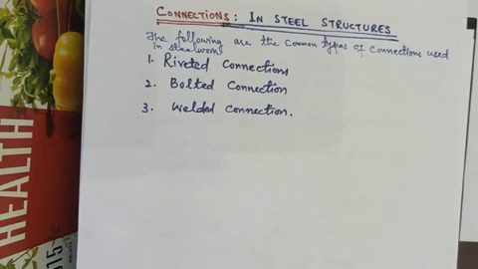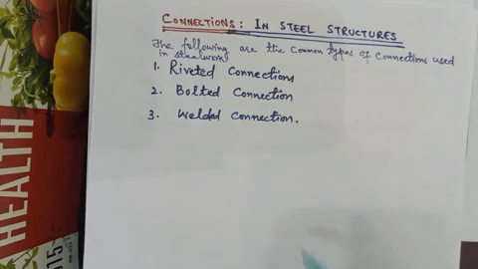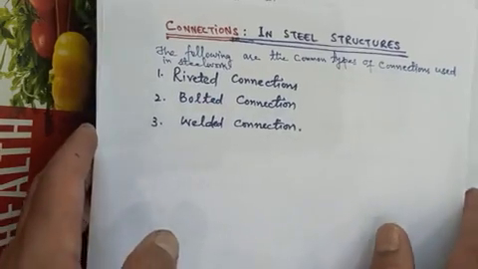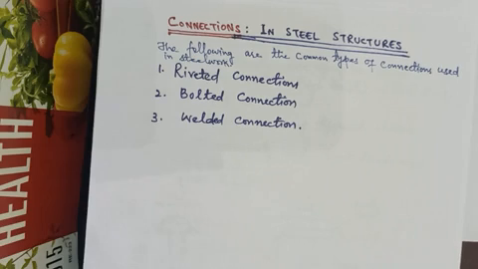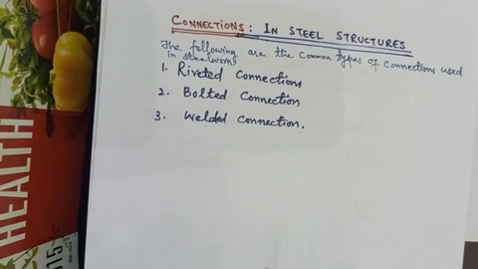Now these different members can be connected to each other through fasteners or connectors, and the different types of connectors are rivets, bolts, and welds. The connections produced by these fasteners are called rivet connections when rivets are involved in the connection, bolted connections when the connection is made by bolting the structural elements, or welded connections when different structural elements are connected by way of welding.